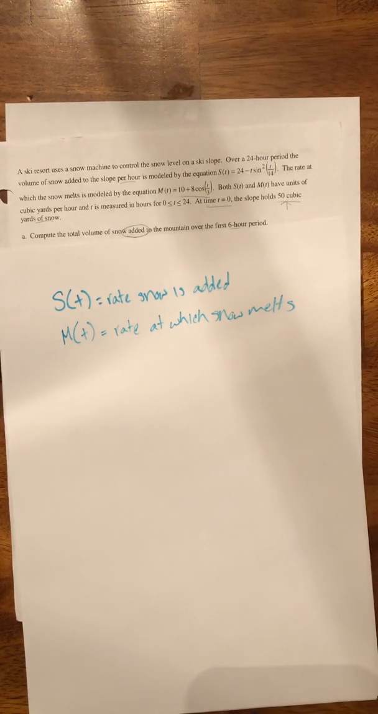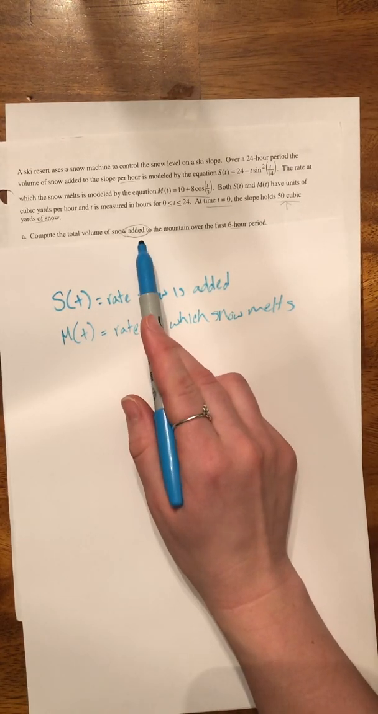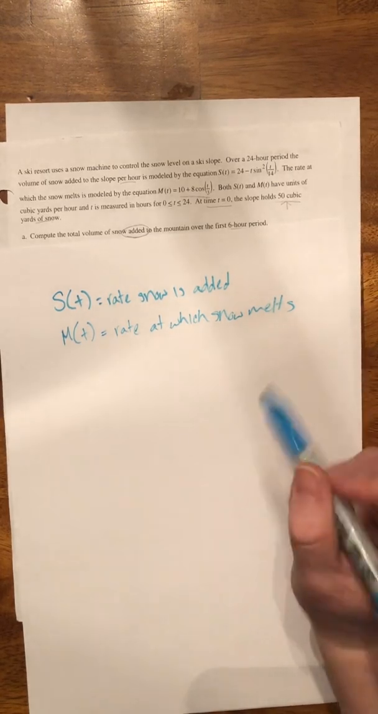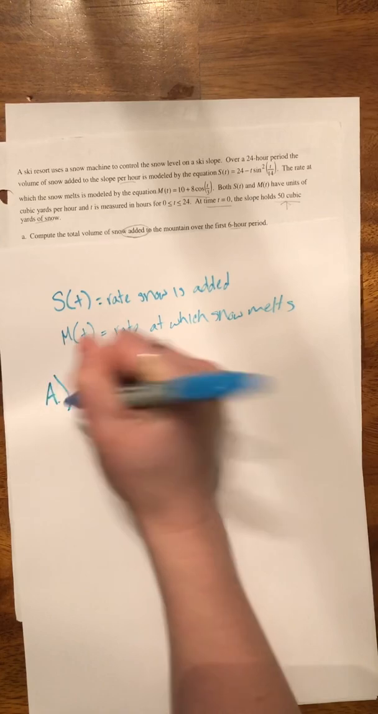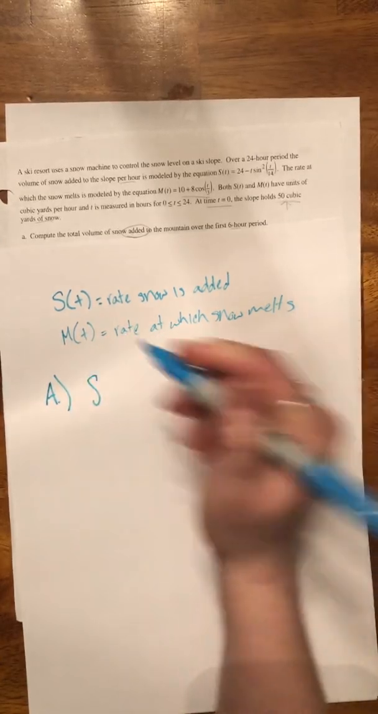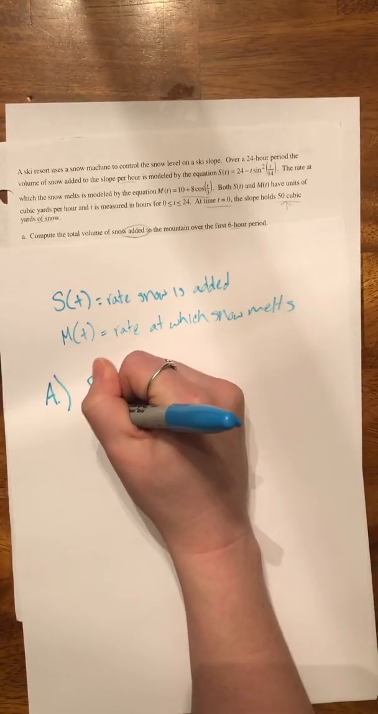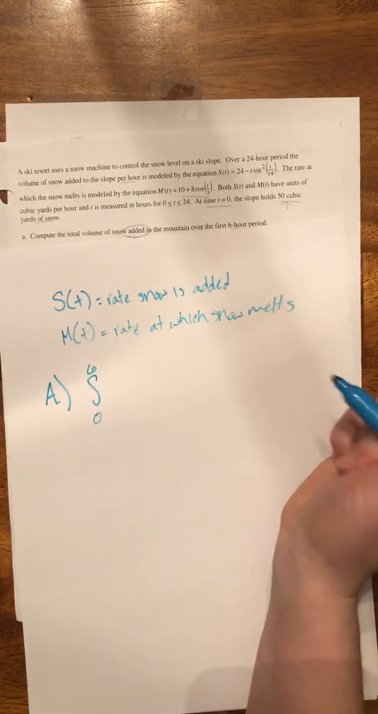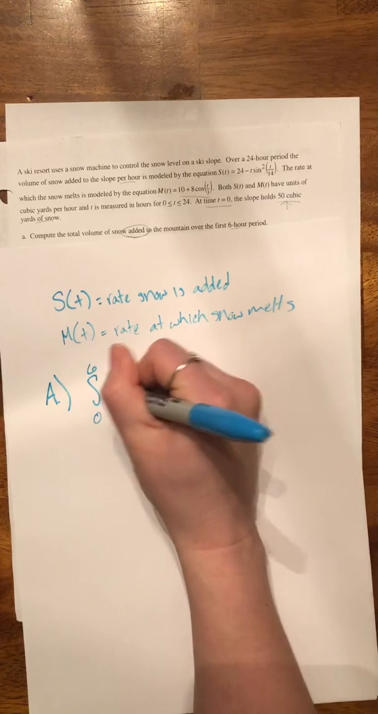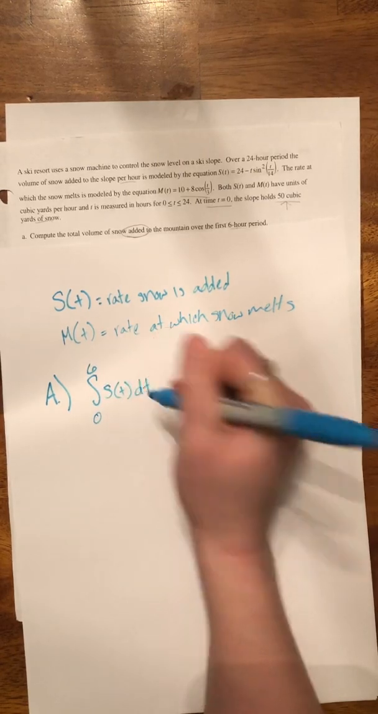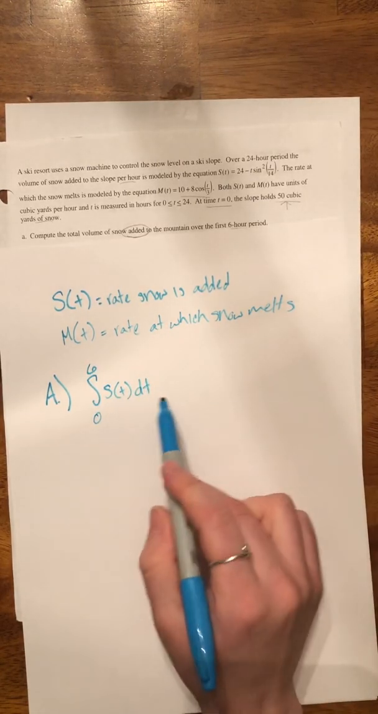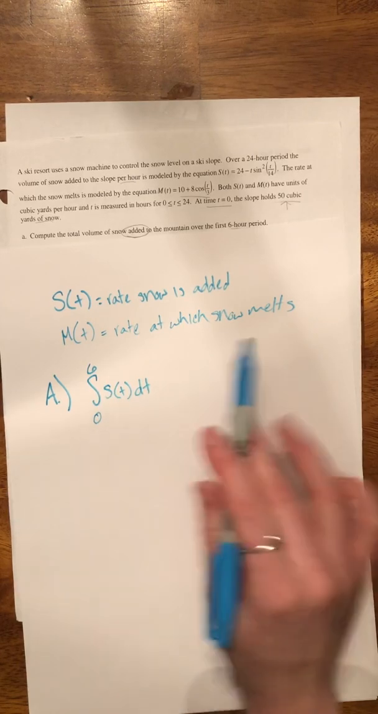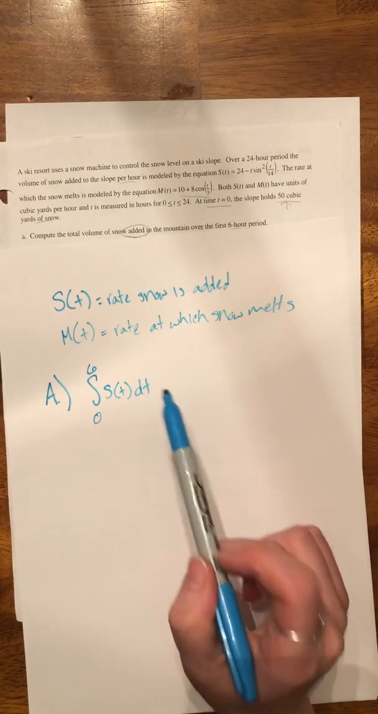If I want the total volume of snow added, be really careful about this, but it's only over the first 6-hour period. I'm going to find my integral from 0 to 6, because for 6 hours, the rate snow is added was just the s of t. This is going to tell me my amount of change in the snow added from 0 to 6. So this is all I want to do for that. You can put this in your calculator.